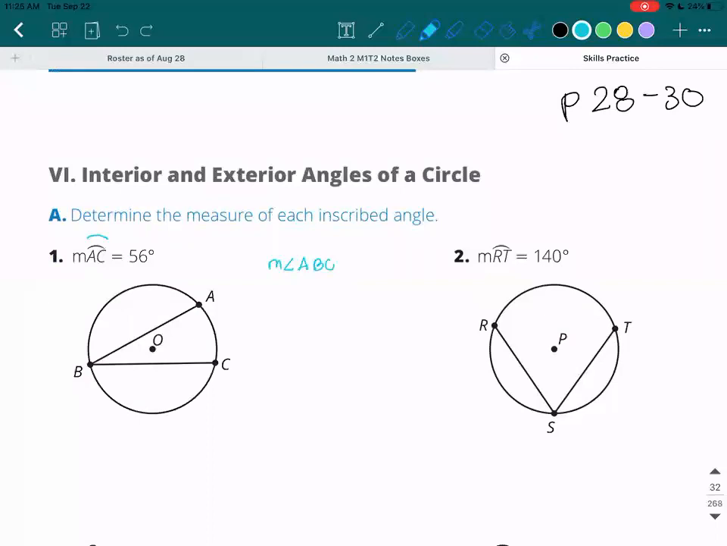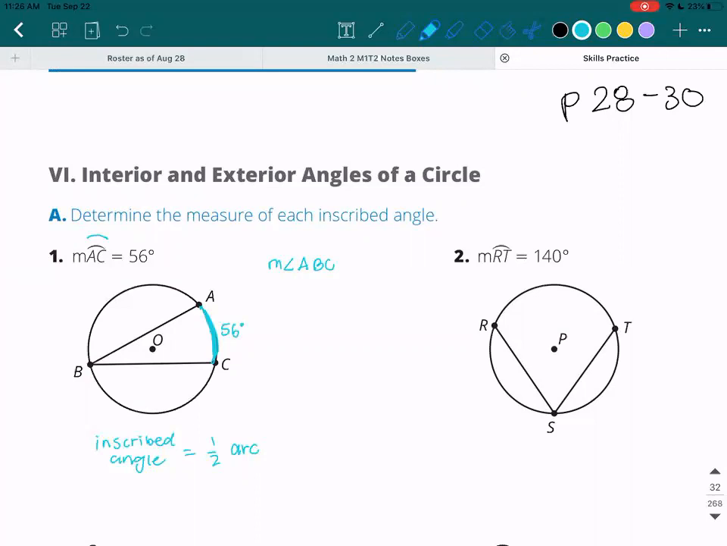So we're going to determine the measure of each inscribed angle. They gave us the arc AC. So this arc is 56 degrees. And we are looking for the measure of the inscribed angle. So I want to remind you that for an inscribed angle, the inscribed angle is equal to 1/2 the measure of the arc. This was in our notes.